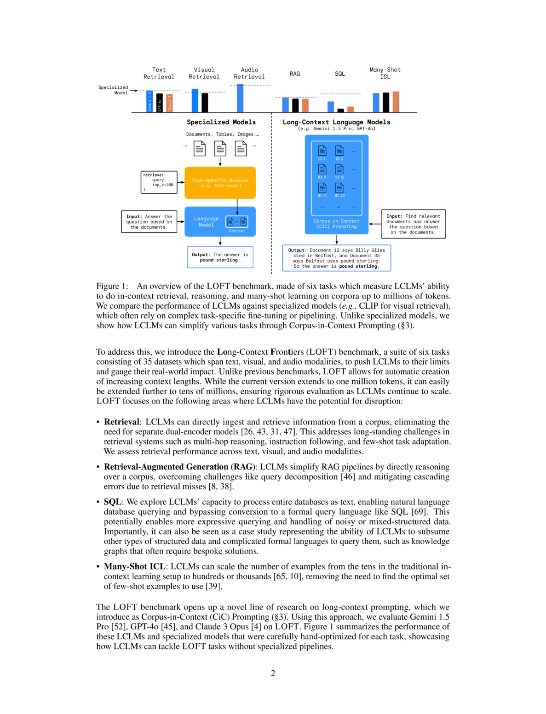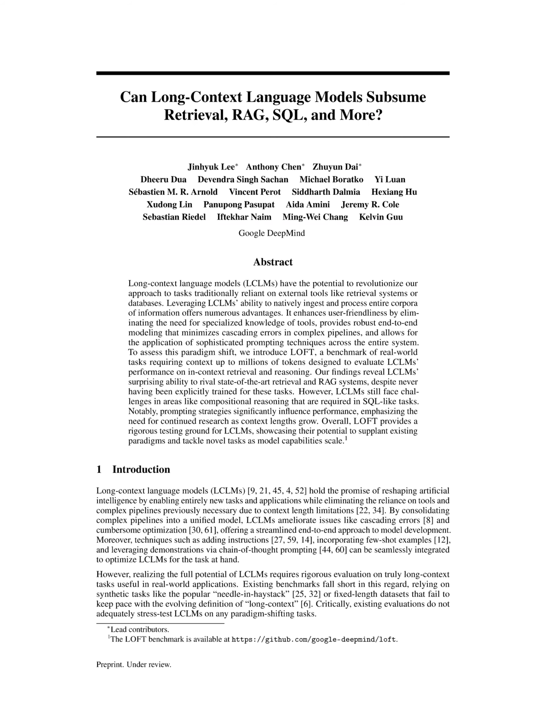The limitations or drawbacks identified in the Long Context Frontiers LOFT benchmark and the evaluation process of LCLMs include the following. 1. Existing benchmarks fall short in evaluating LCLMs on truly long context tasks useful in real-world applications, relying on synthetic tasks or fixed-length datasets that do not keep pace with the evolving definition of long context. 2. The need for rigorous evaluation on paradigm-shifting tasks to realize the full potential of LCLMs is highlighted.